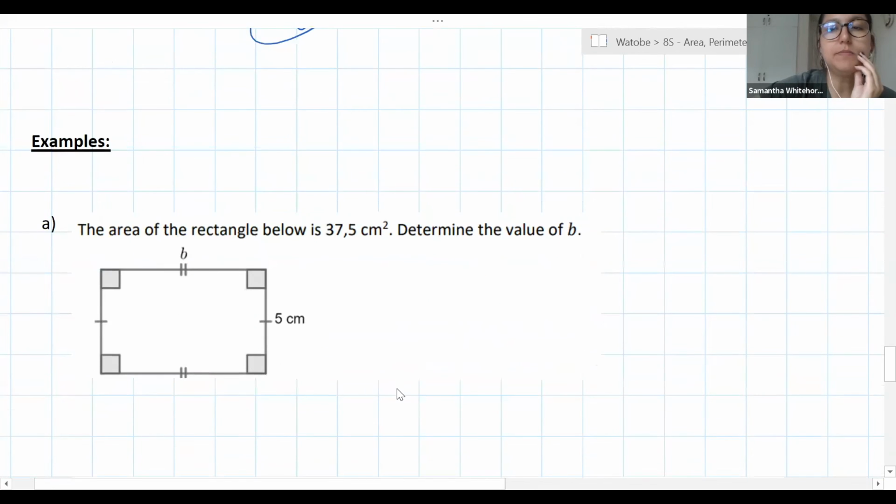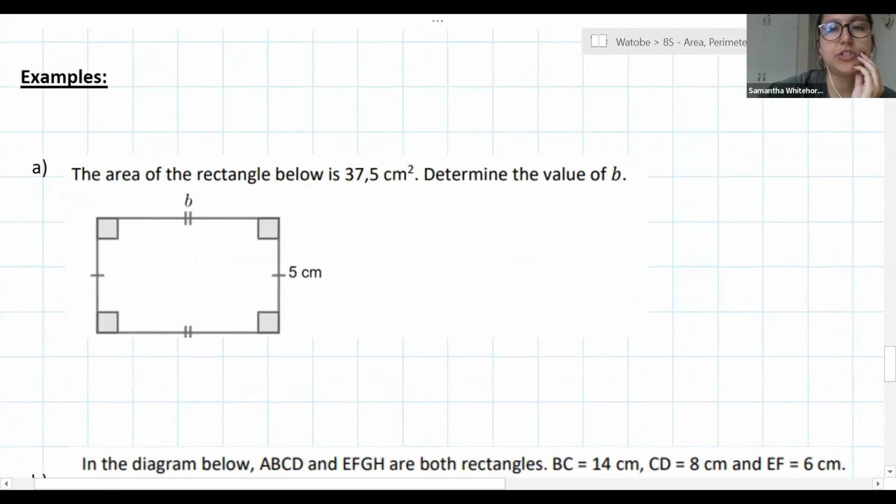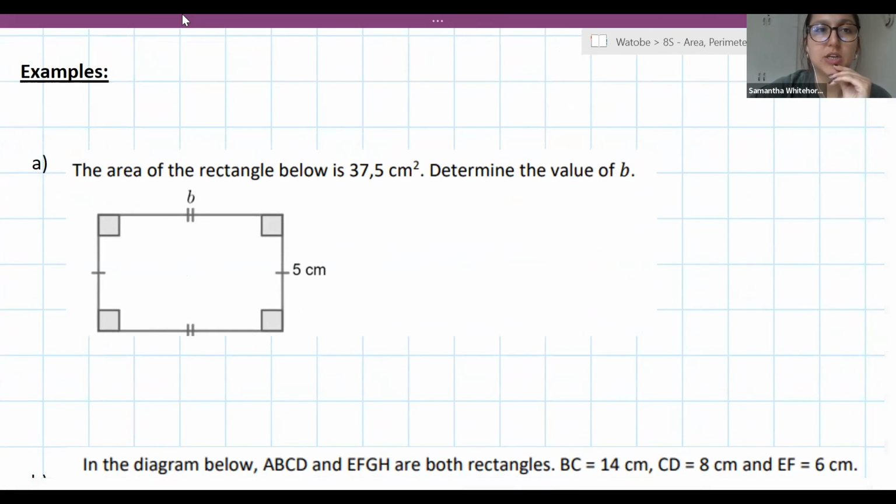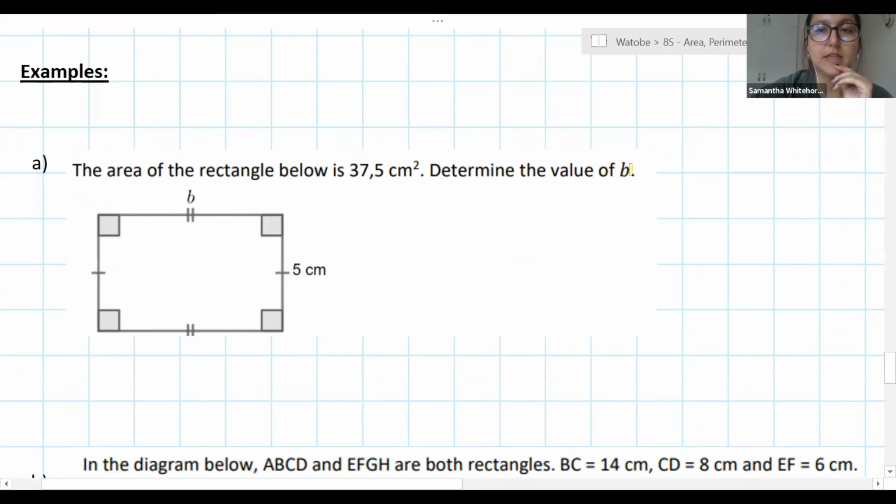Right, let's try this one. I'm going to leave it to you. The area of the rectangle below is 37.5 centimeters. Determine the value of B. So just so we can all see exactly where B is, it is essentially the length of the rectangle. I'm telling you what the whole area is. I'm also giving you what the breadth or the width of the rectangle is.